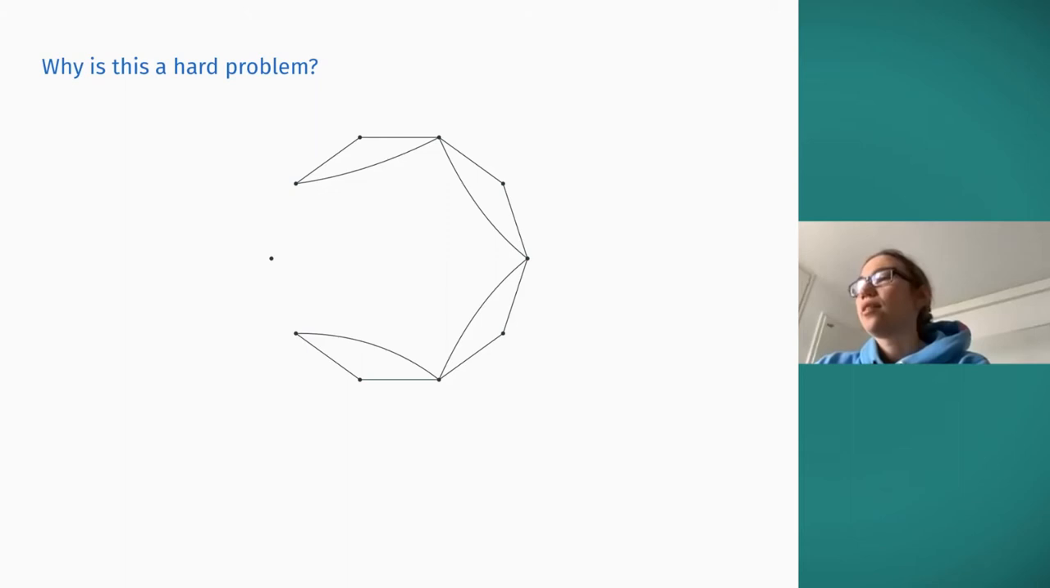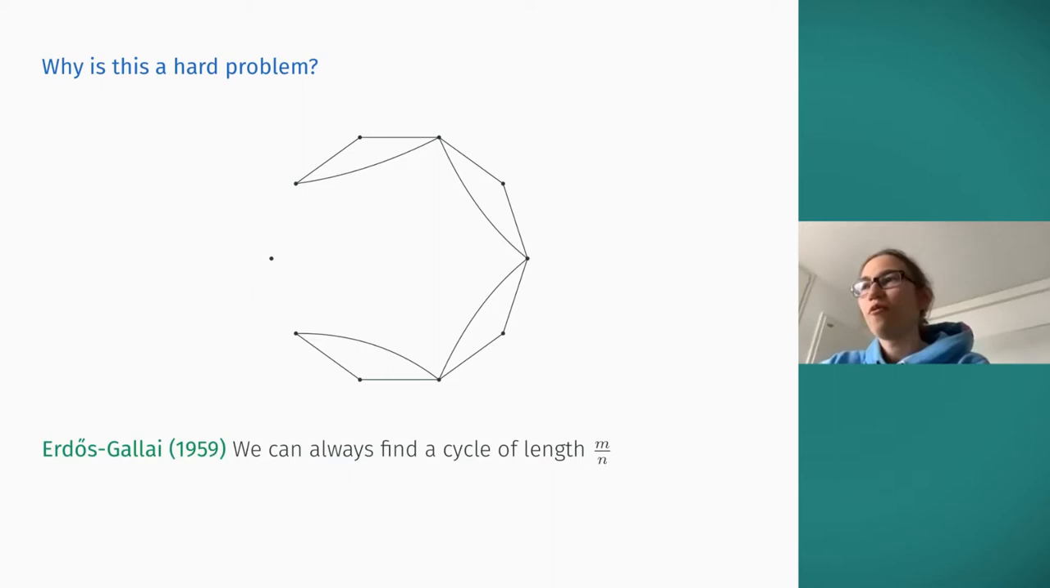One approach is to always take long cycles because, as I saw in the first example, the longer your cycle, the more edges you remove per cycle. And there's a very old result by Erdős and Gallai that says you can always find a cycle of length m over n, where throughout this talk, m is always going to refer to the number of edges in the graph, and n is always going to be the number of vertices. So this is of the order of the average degree. And this is obviously best possible, as you can construct graphs that only have cycles this long.